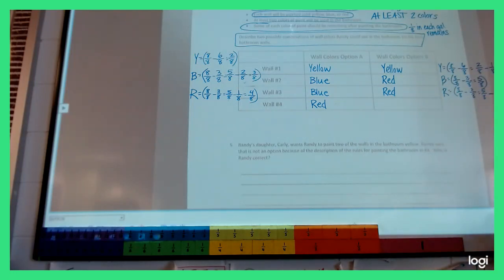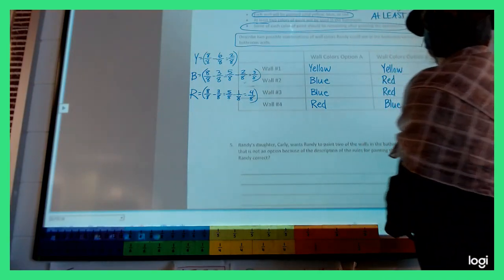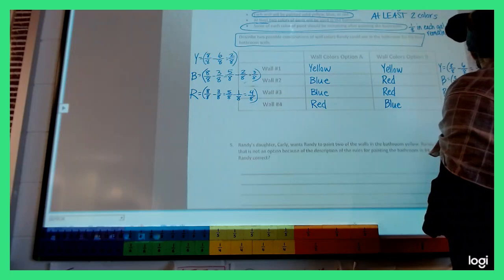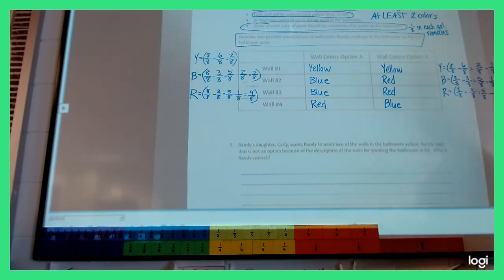So I will let someone who's been listening choose for us. How is our bathroom going to look, Madeline? Blue. All right, we're going to add a blue. Let's make sure we had enough paint. Blue, I had 5/8 left. If I take 1/8 of a gallon away, I still have 4/8 left. So that will work.